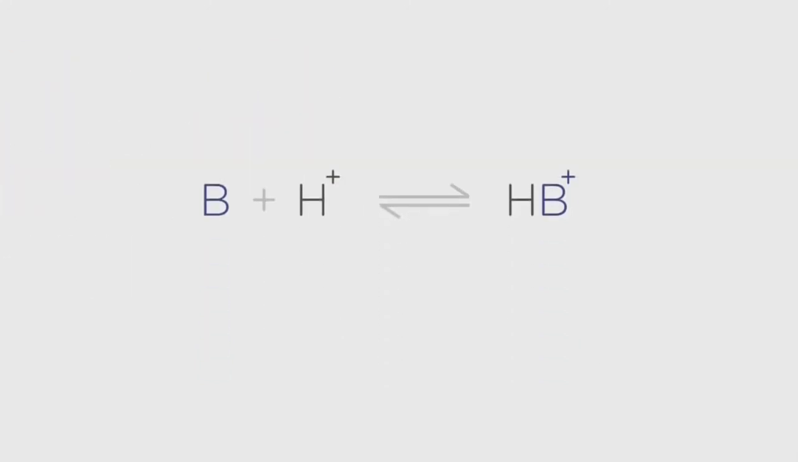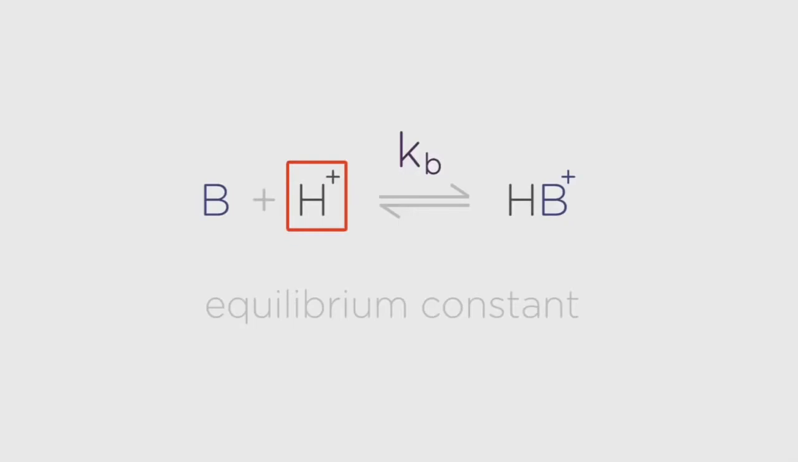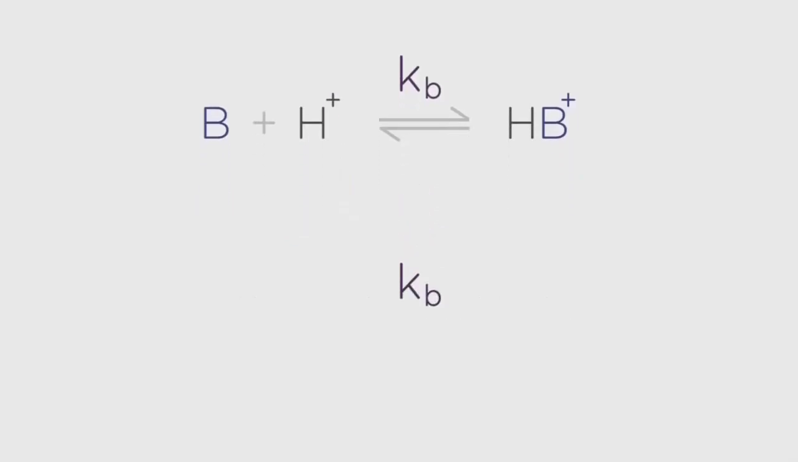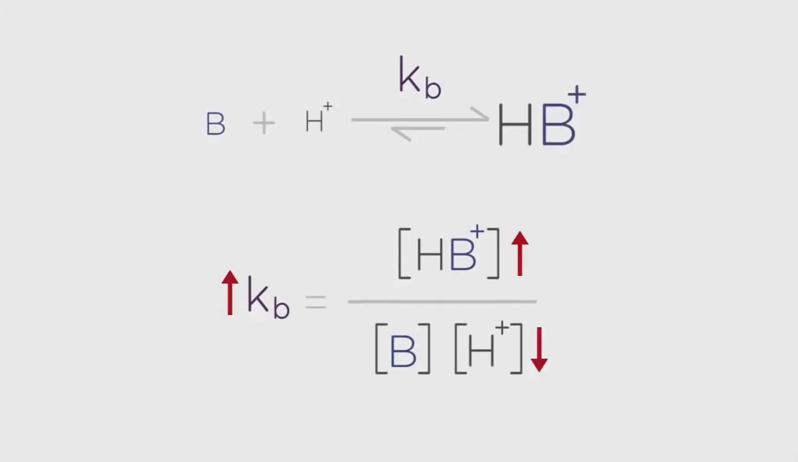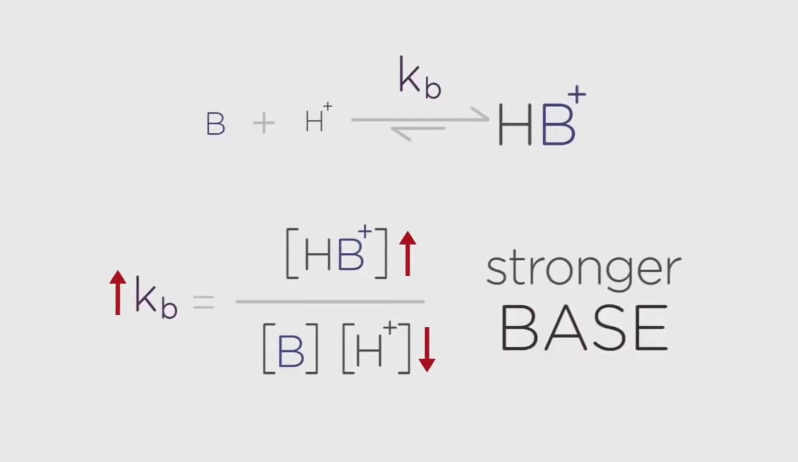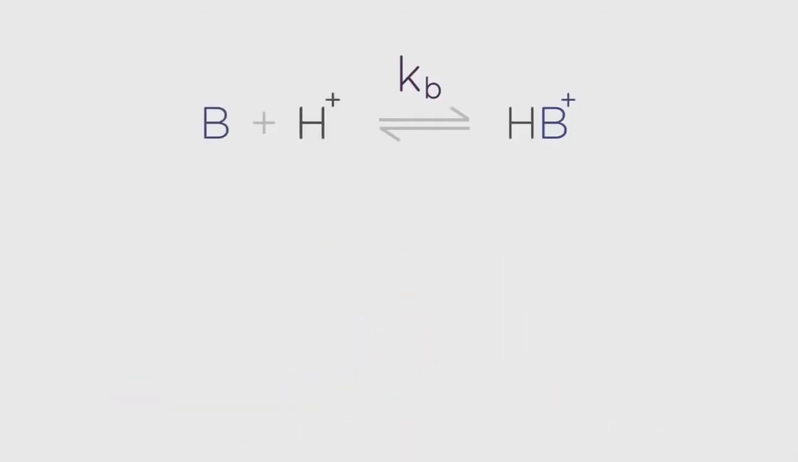Notice that all of these equations are equilibria. Kb is the equilibrium constant for the base reaction and describes the extent of H+ uptake by the base, B. Kb is equal to the concentration of HB+ over the concentration of B times the concentration of H+. The higher Kb, the greater the extent of H+ uptake, so the stronger the base.